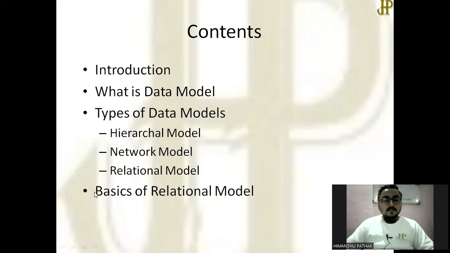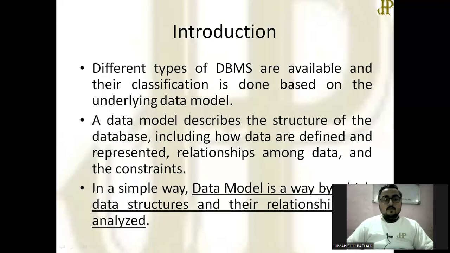In class 11th, you have to be more considerate about the relational model. So in the next video, there is a separate lecture related to RDBMS. However, let's start with the introduction.